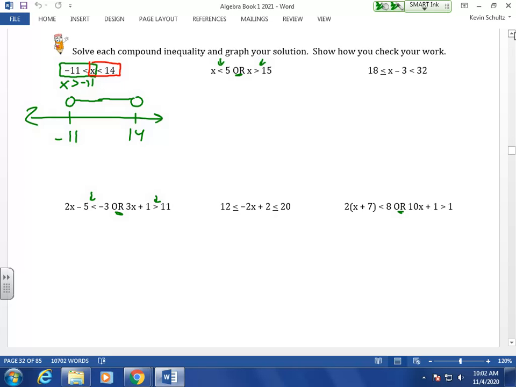Let's skip over the or statement to the third one here. 18 is less than or equal to x minus 3 is less than 32. We're not ready to graph this yet because x is not by itself, right? What this is saying to us right now is that the value of x minus 3 is between 18 and 32. We want to know what the value of x needs to be to make that happen.